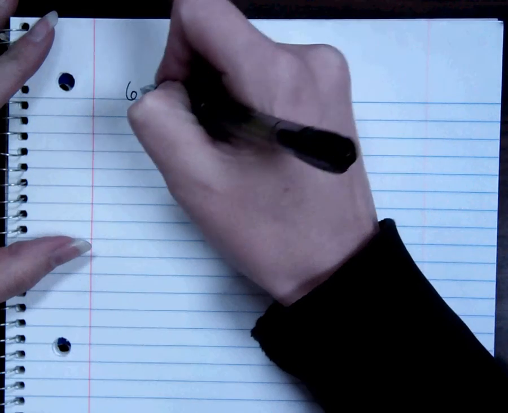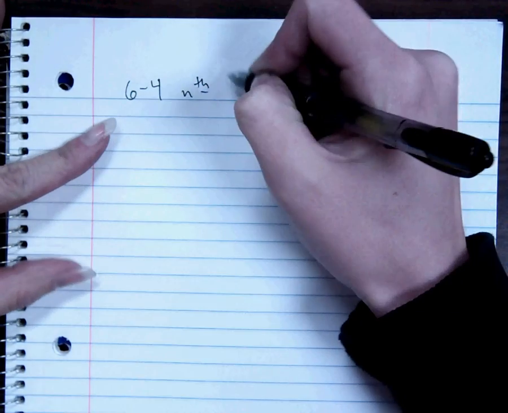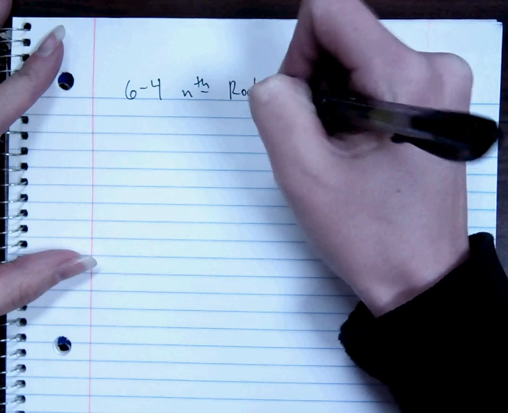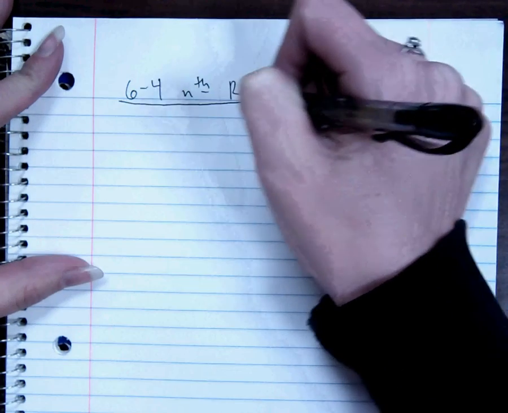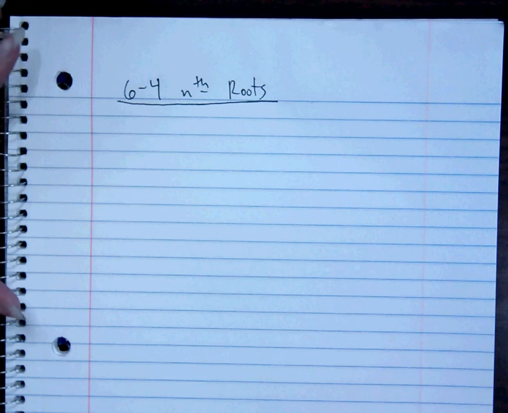Today we're going to be doing 6-4, which is nth roots. And you already know some stuff about roots because you know about square roots, and this is kind of more on that. And I've talked about it a little bit before, so that there's other roots out there like cube roots and other things. So we're going to start with the basics.